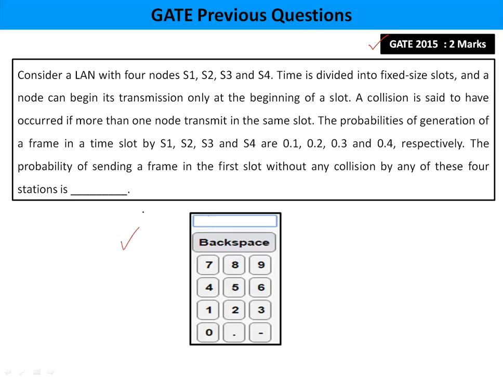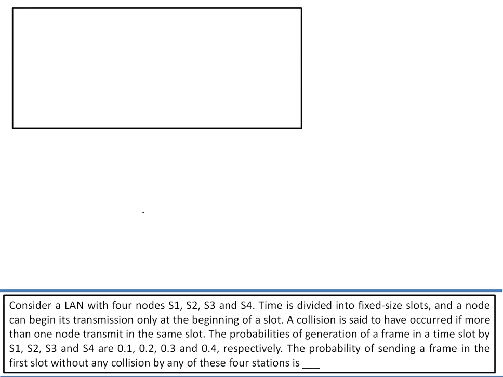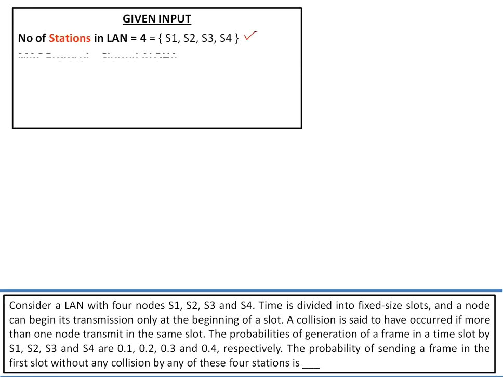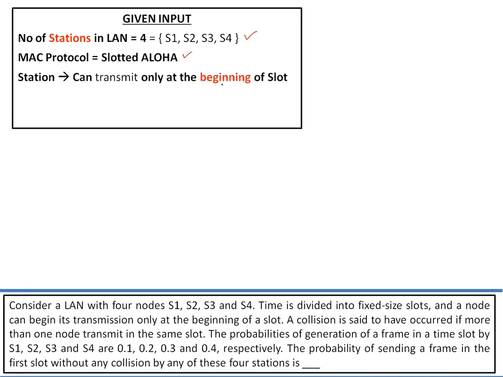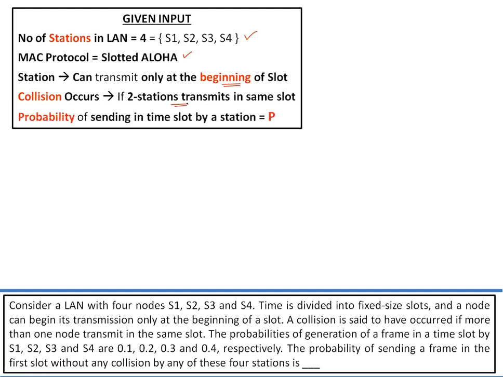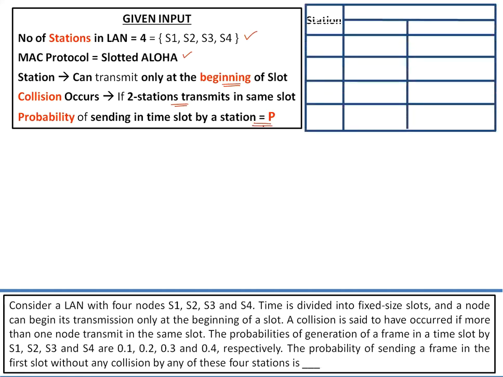Yes, guys, continue with the question. What has been given? There are 4 stations in a LAN. It is slotted ALOHA, so a station can transmit only at the beginning of a slot. Collision occurs if 2 stations transmit at the same time in the same slot. The probability of sending in a slot by a station is P.